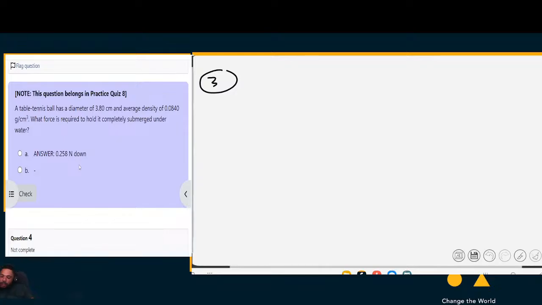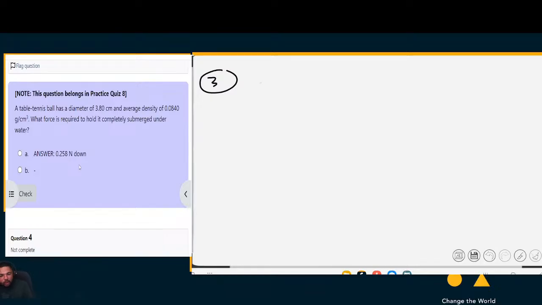Now, a table tennis ball has a diameter of 3.8 centimeters and an average density of 0.0840 grams per cubic centimeter. What is the force required to hold it completely submerged underwater? Okay, so how much force do you need to hold this ball underwater?